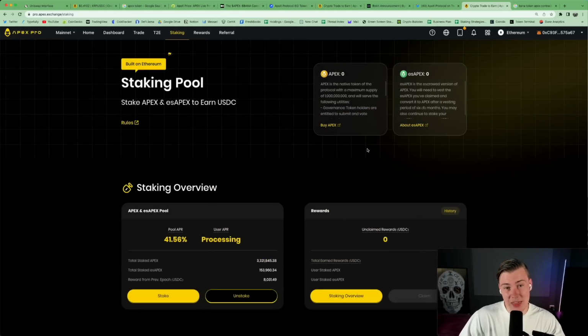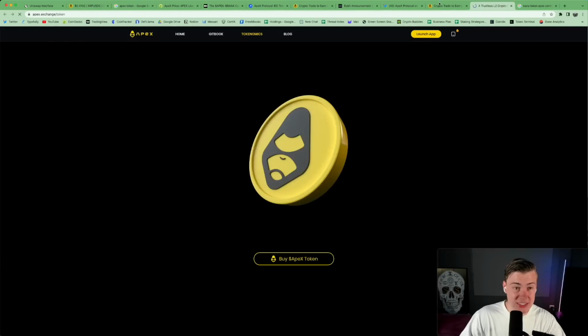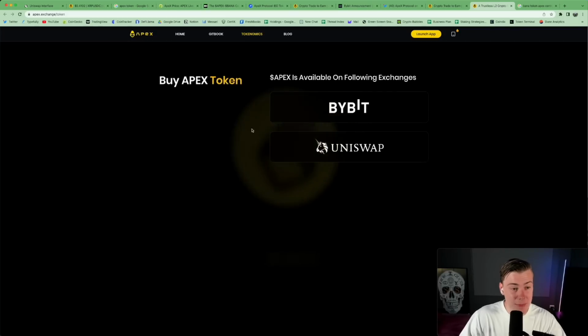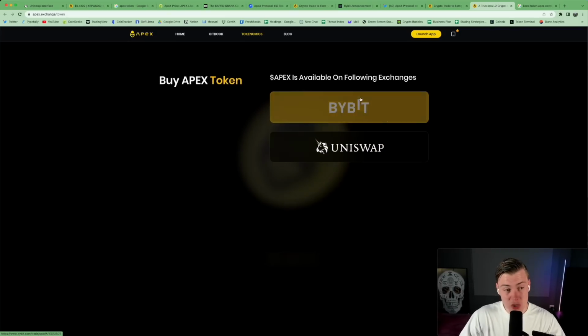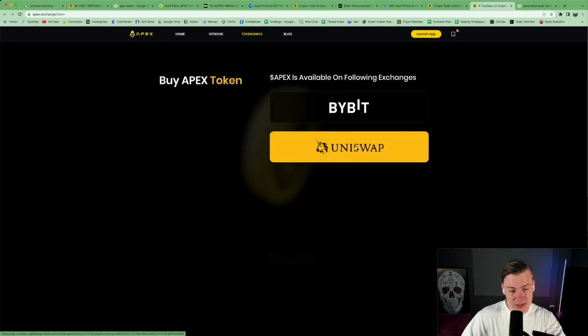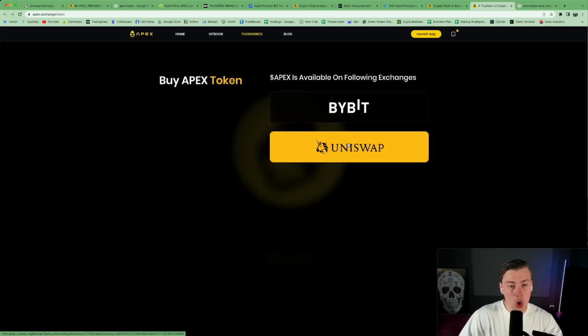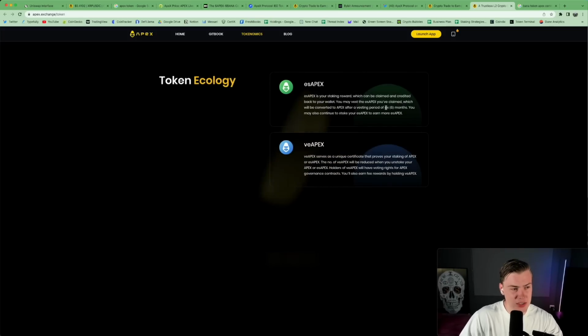Now remember, the longer that you lock Apex for, the more rewards that you're going to earn, but it really depends on how liquid you want to be in terms of your Apex holdings. If you want to buy Apex, it's quite simple. There's literally a trigger to click buy Apex. Then you can click on the buy Apex token button, and you've got two options. You can buy it on Bybit as it's Bybit listed. Of course, Apex is Bybit affiliated, or you can click on Uniswap and purchase the token on Uniswap.